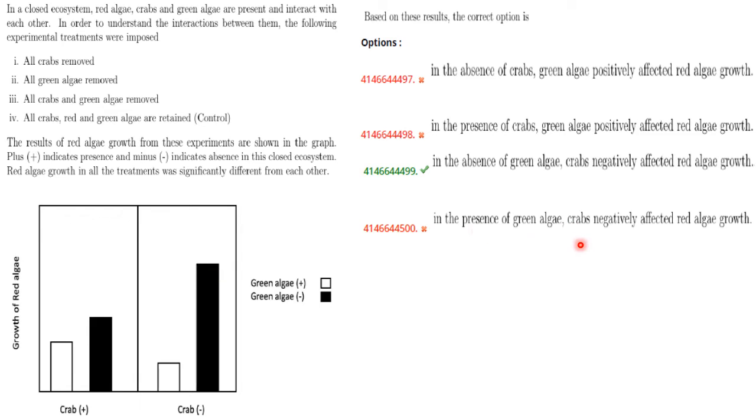Then next one. In the presence of green algae, now you have to see for the white one. Crabs negatively affected red algal growth. No, crabs positively affected red algal growth. If you compare these two bar diagrams, you will see that in the presence of crabs, it positively affected red algal growth. So the option 3 is correct.